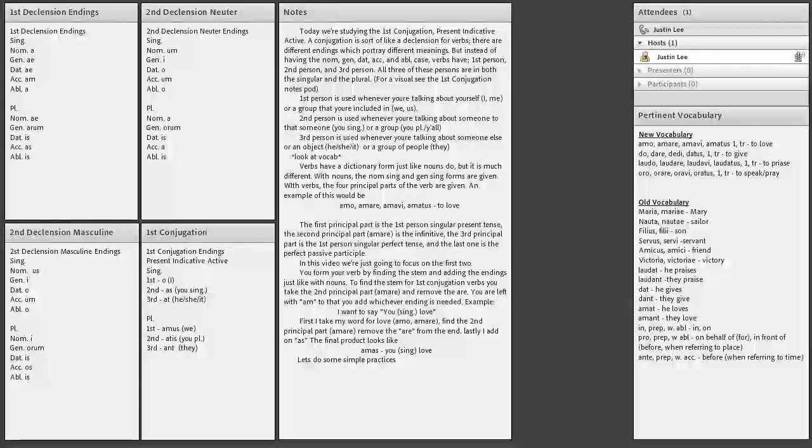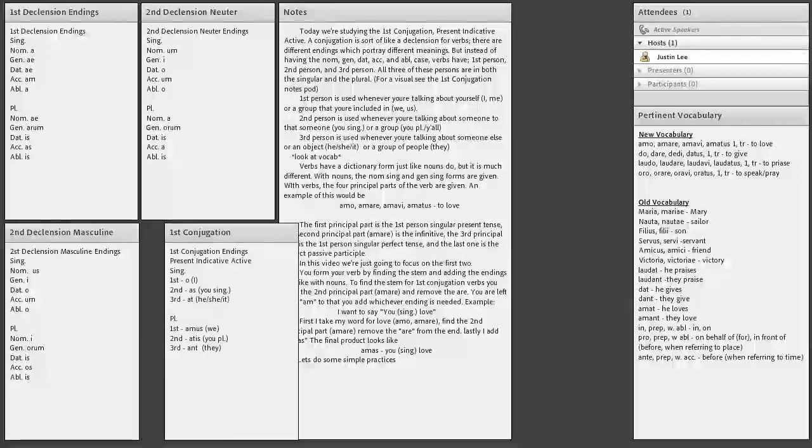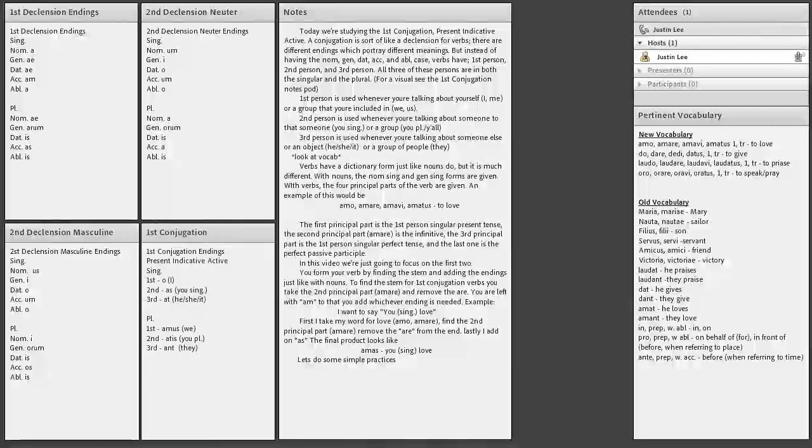If you'd like a visual of this, you can look in I have four little notes pods on the left side. It's the bottom right notes pod labeled the first conjugation. Oops, just moved it. So if you want a visual of what I'm talking about, you can look right here.